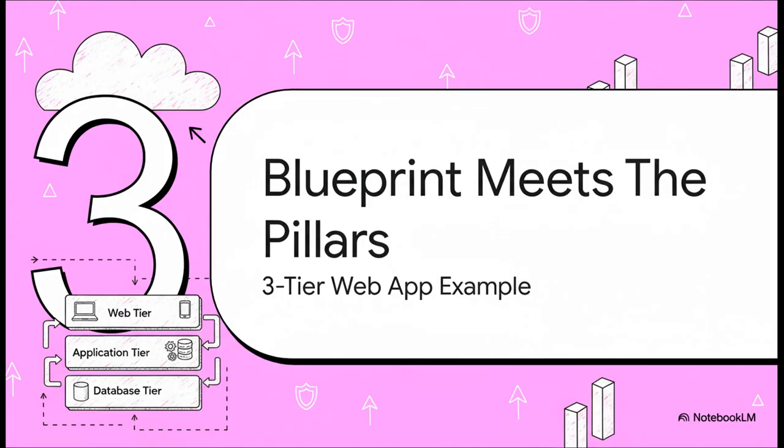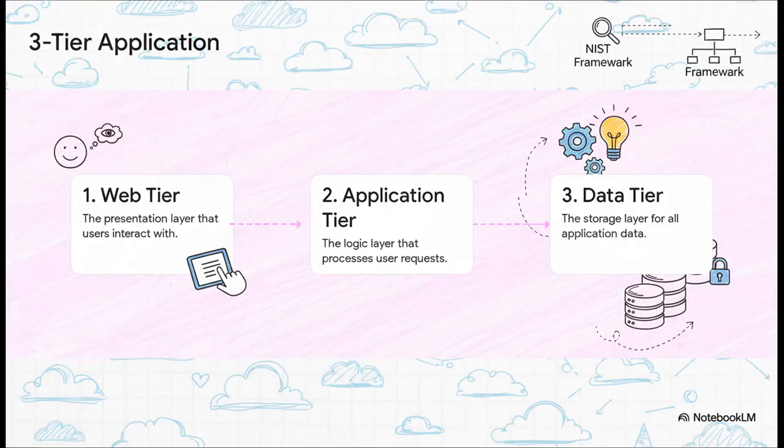All right, section 3. This is where the rubber meets the road. Blueprint meets the pillars. Let's see how these two big ideas actually work together. We're going to take a super common example, a 3-tier web application. So just a super quick refresher for everyone. A 3-tier app has, well, 3 tiers.